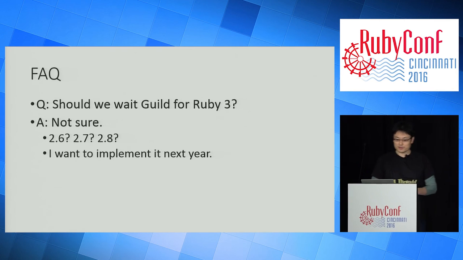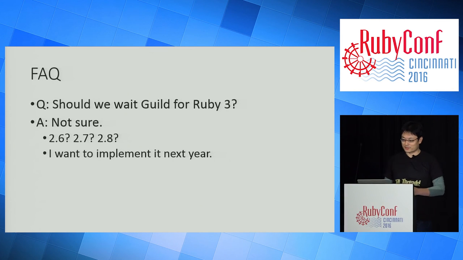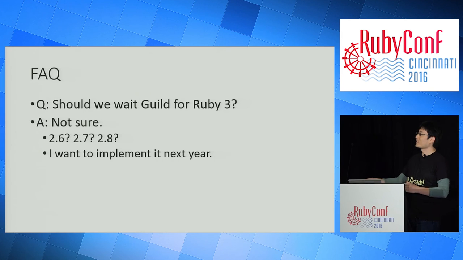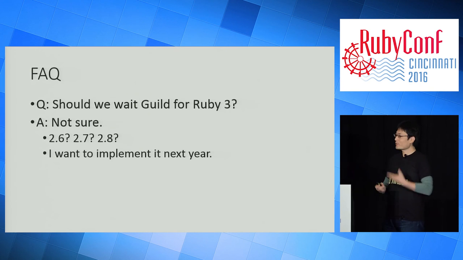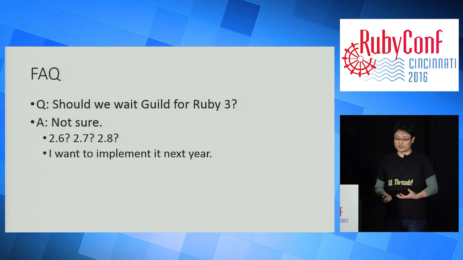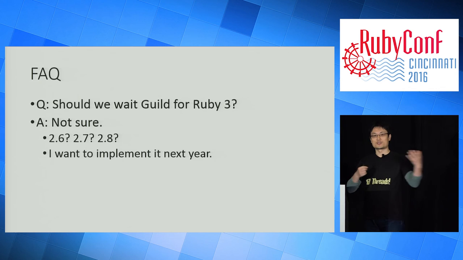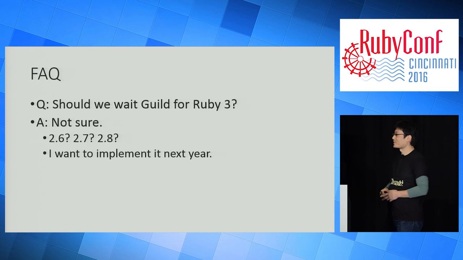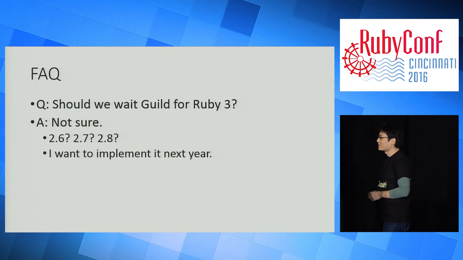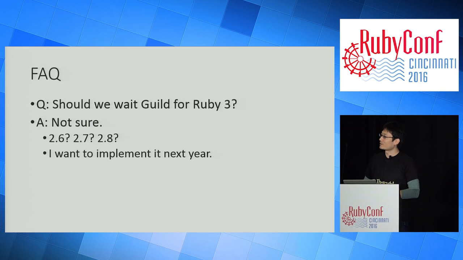The second question is, should we wait for guilds for Ruby 3? I'm not sure. If we make a guild implementation, we can introduce it in 2.6 or 2.7 or 2.8 or Ruby 3. I want to implement it next year, but I'm not sure we can do it next year.